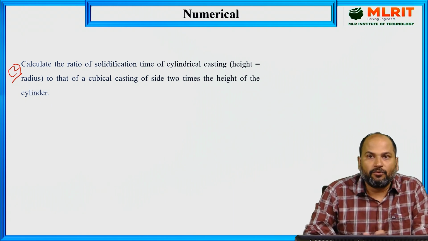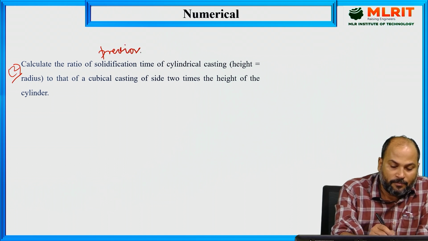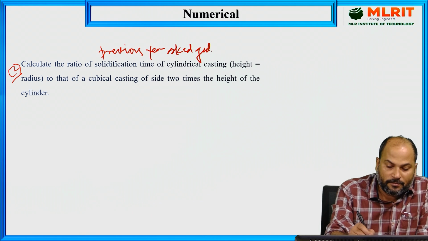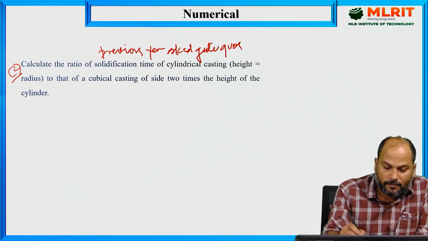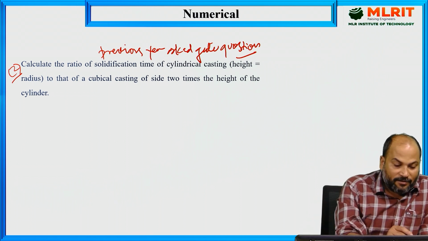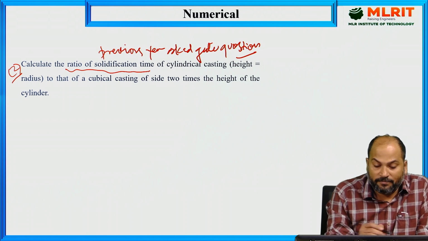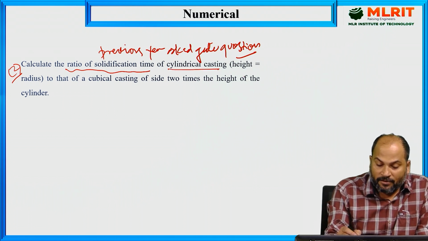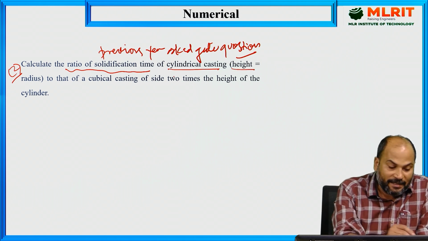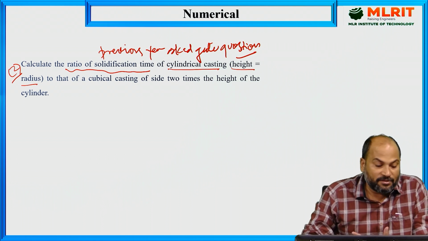And it is a good question. This is also a previous year asked GATE question. What the problem is: calculate the ratio of solidification time of a cylindrical casting in which the height is equal to the radius, to that of a cubical casting of side 2 times the height of the cylinder.